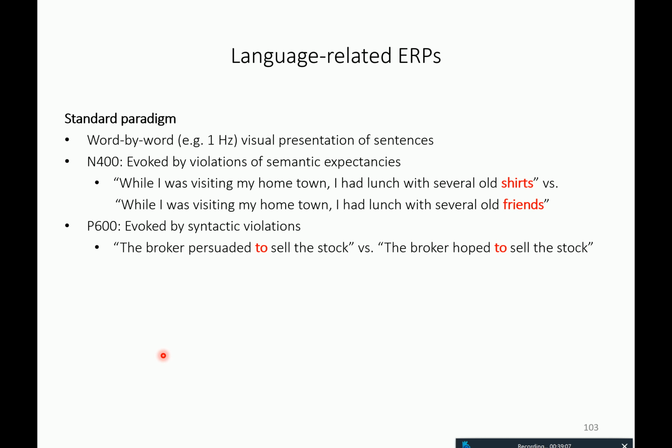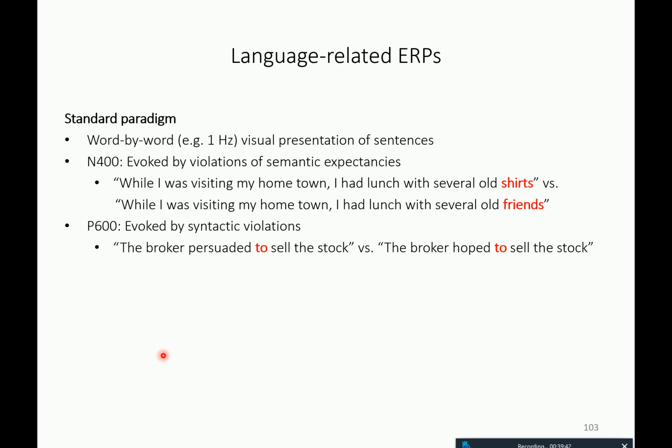The standard paradigm for language-related ERPs is actually not that people read Harry Potter or some kind of text, but that they are exposed to words at a 1 Hz frequency. So one word comes up, goes away, next word comes up, goes away, and so on. And then there are two classic effects that are associated with these kinds of paradigms, namely the N400 and the P600. So the N400 is evoked by violations of semantic expectancies.